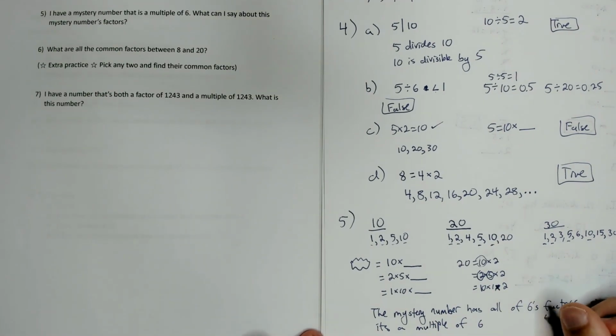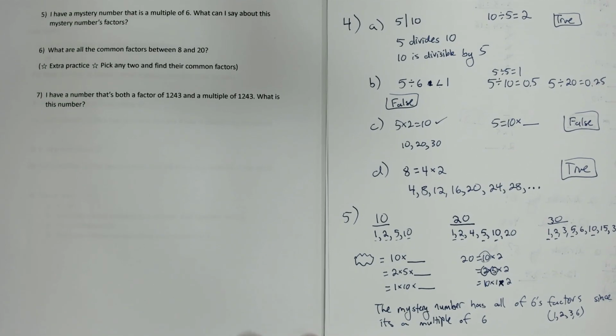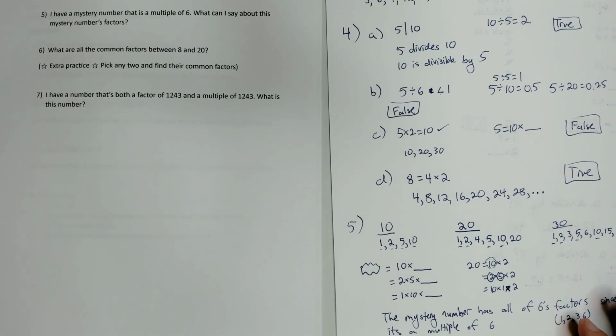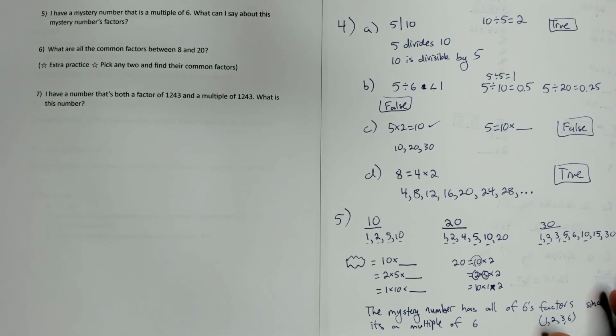And those factors are 1, 2, 3, and 6. All right, so I hope number 5 made sense. I think that's a more interesting theoretical question. But in any case, let's go on to number 6.